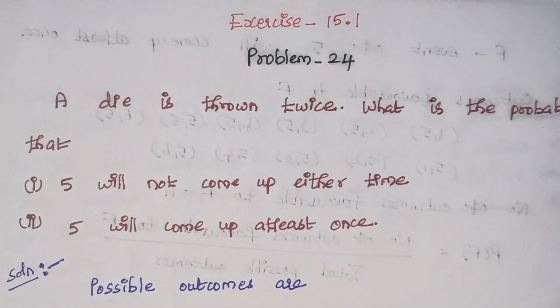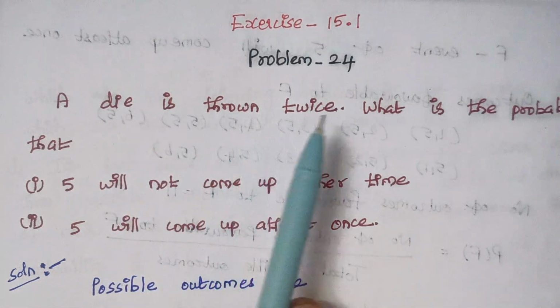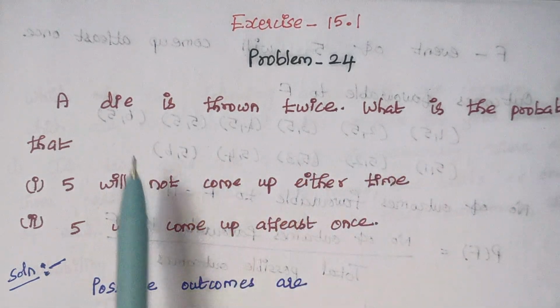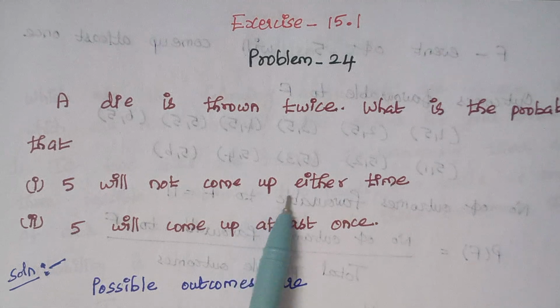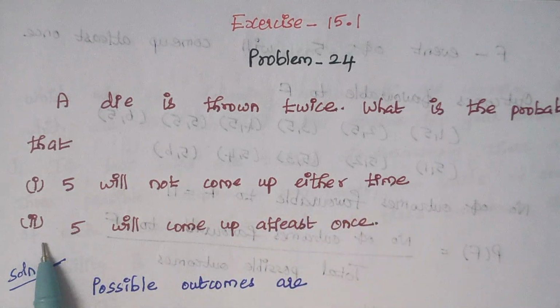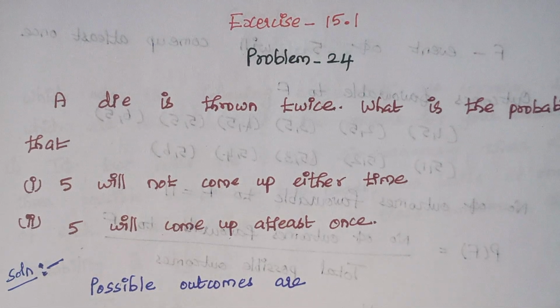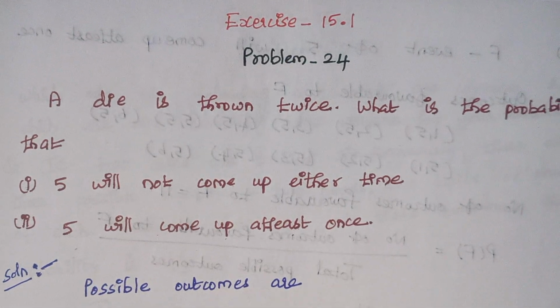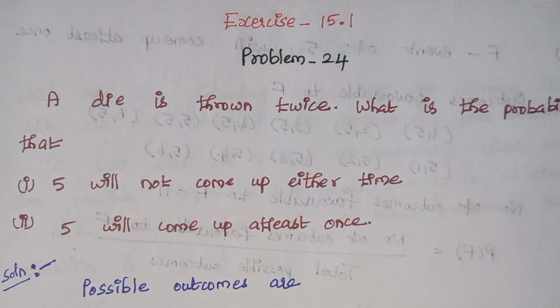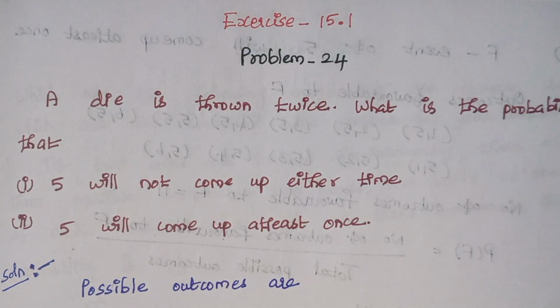So problem number 24. A die is thrown twice. What is the probability that 5 will not come up either time? And the second one is, 5 will come up at least once. So here again a die is thrown twice is similar to throwing 2 dice simultaneously. Right.